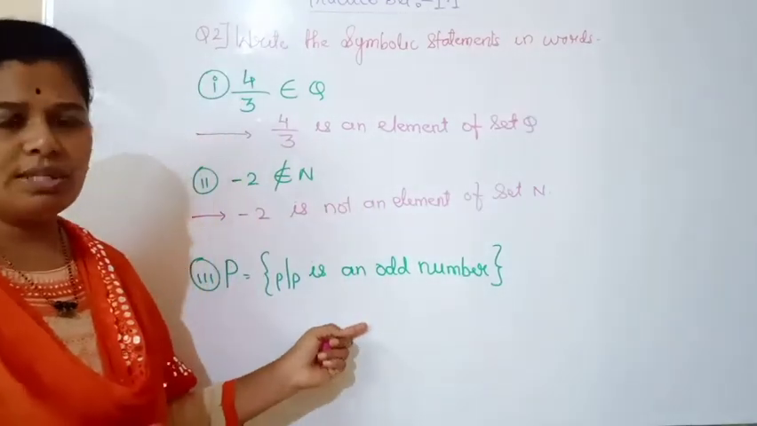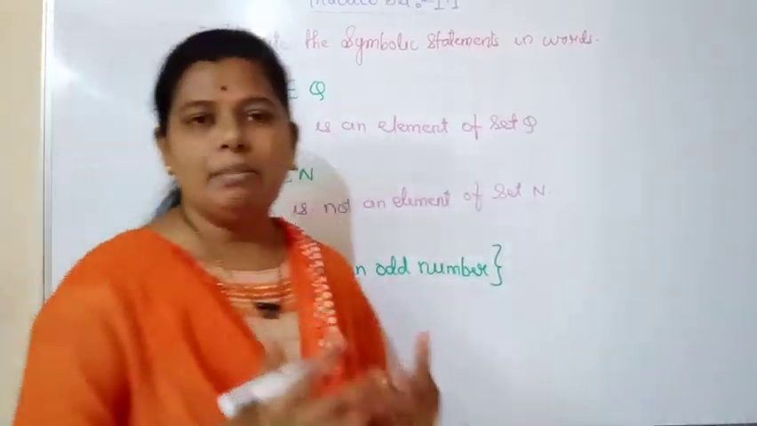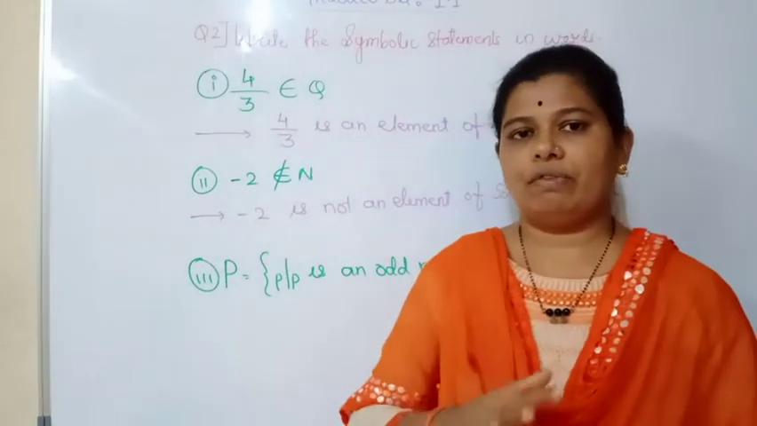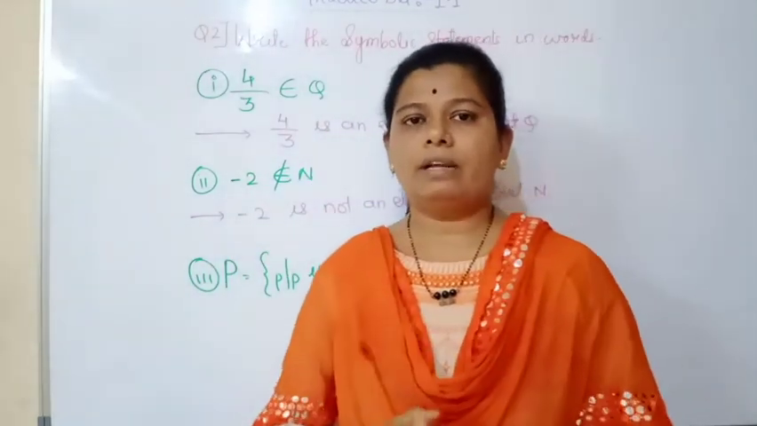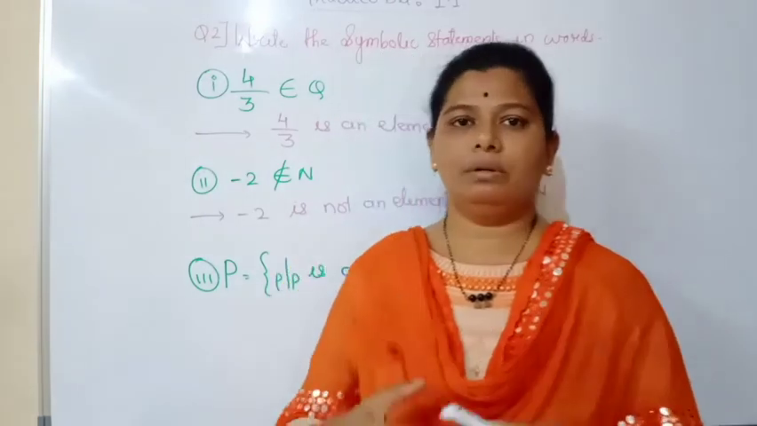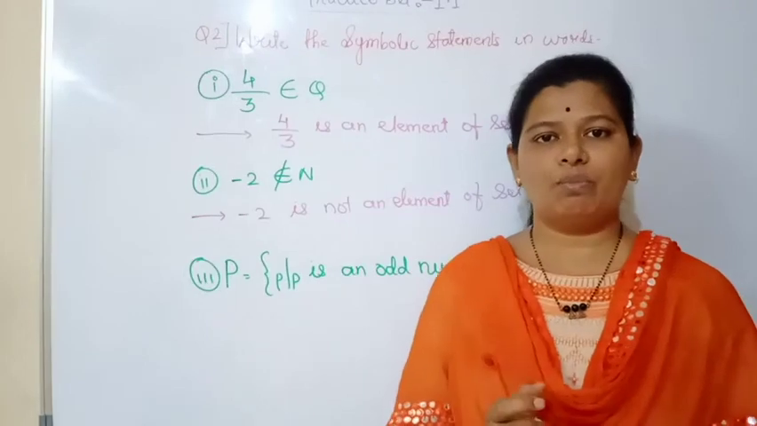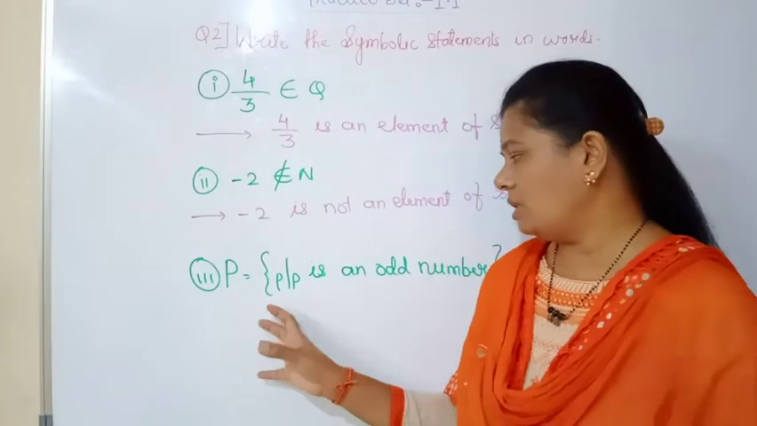Now we'll move towards the third one. The third one is a little bit different. I have told you in the previous lecture, where we saw the rules, how to read a set and what the meaning of each symbol in a set is. The same we have to express here.